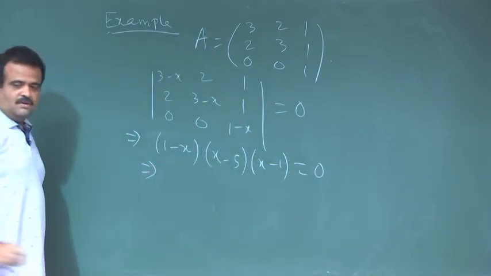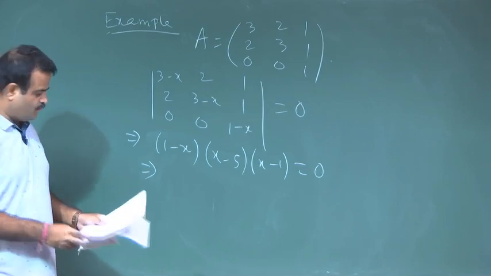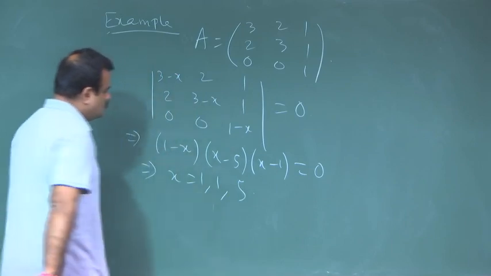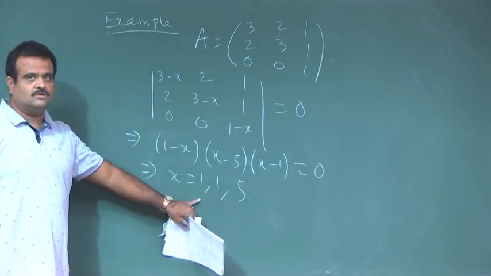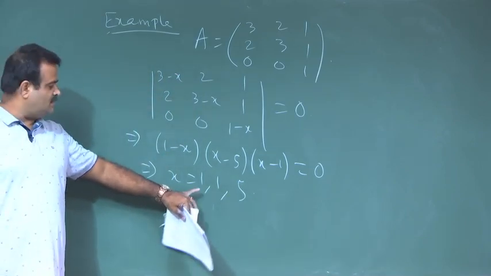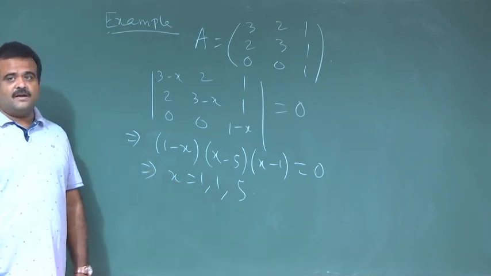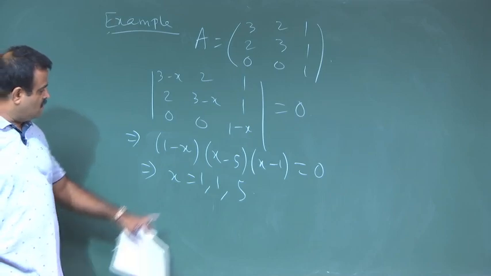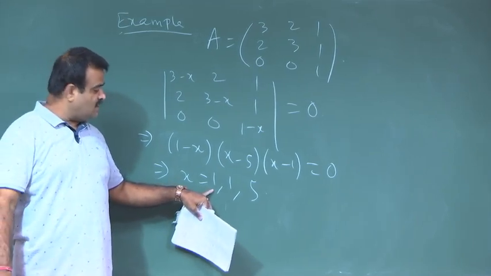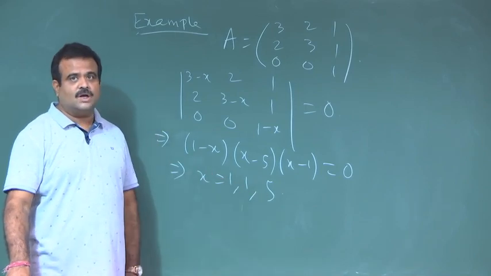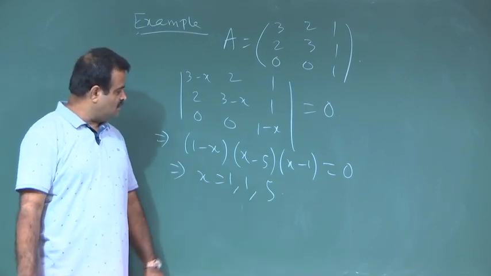So, this will be giving us x equal to 1, 1, 5. These are the eigenvalues. We have two distinct eigenvalues, 1 and 5, and they are all coming from the same field R. Here the underlying field is the real numbers. The algebraic multiplicity of 1 is 2, and the algebraic multiplicity of 5 is 1.